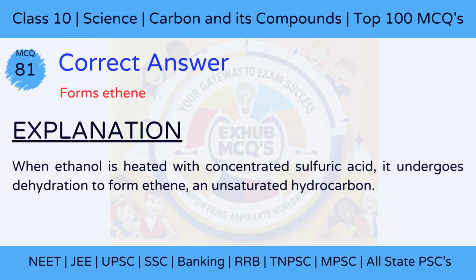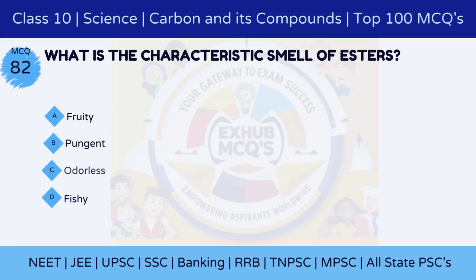The correct answer is option B, forms ethene. Explanation. When ethanol is heated with concentrated sulfuric acid, it undergoes a dehydration reaction, resulting in the formation of ethene, an unsaturated hydrocarbon.